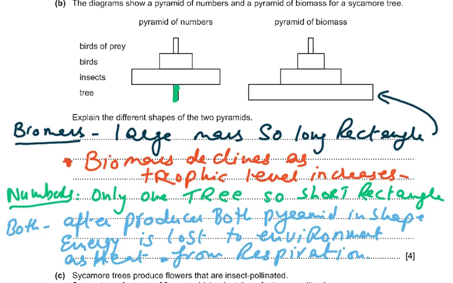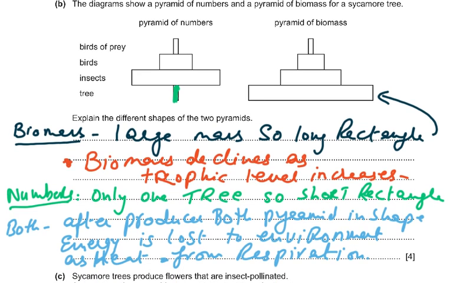of this actually. So if you're talking about the biomass pyramid, then large mass, so this is the large rectangle here, large mass, so long rectangle. Then biomass declines. As you see, this becomes less, less, less. So biomass declines as trophic levels increase. Then if you were talking about the numbers, then only one tree, so short rectangle. This is the one tree, so one short rectangle.